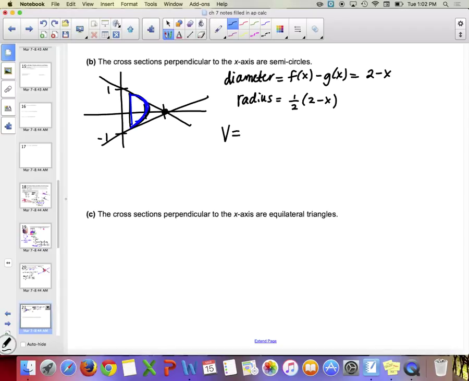So your volume then is going to be, for a semicircle, its area involves 1/2 of pi r squared, right? So I'm going to have a pi over 2. And then I'm going to have my r squared. So I'm going to do 1/2 of 2 minus x, all of that squared.